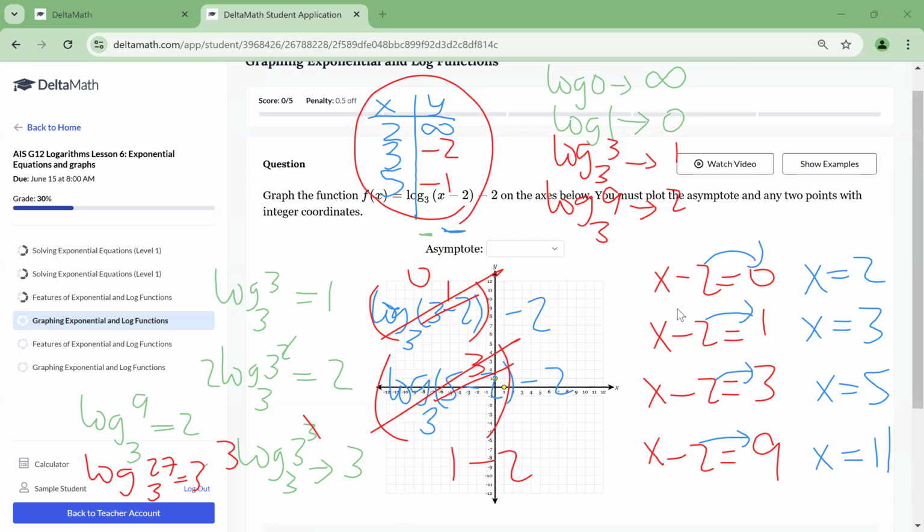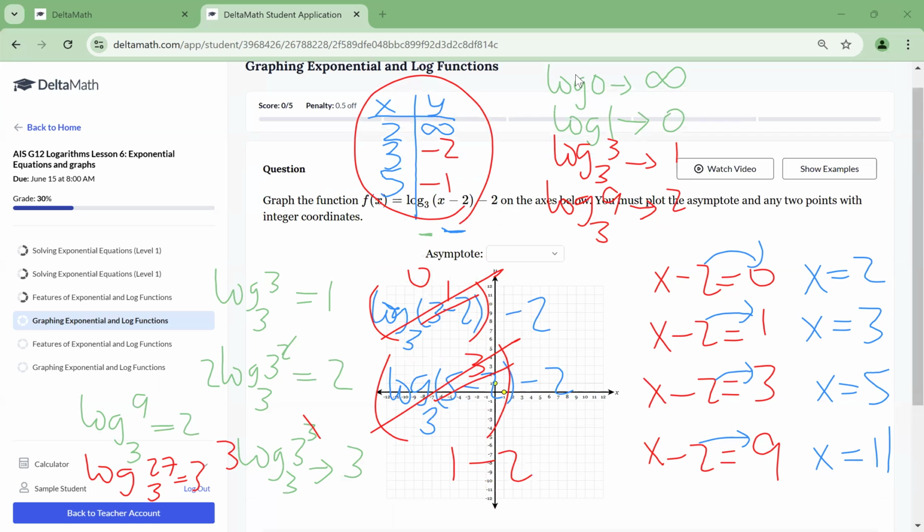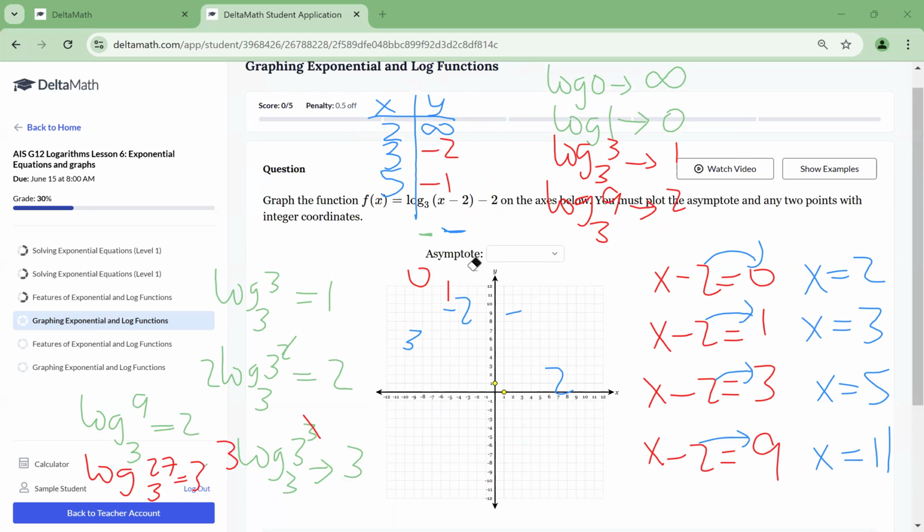Let me just clear a bit of the workout so that we can graph. Okay, so we have 3 possible values here. For the 2, we have infinity, so that's where the vertical asymptote is. So I'm just going to put the vertical asymptote at 2. For 3, I'm going to put negative 2, so 3 and negative 2, which is here. And 5 and negative 1, so 5 goes with negative 1. And we have the graph.